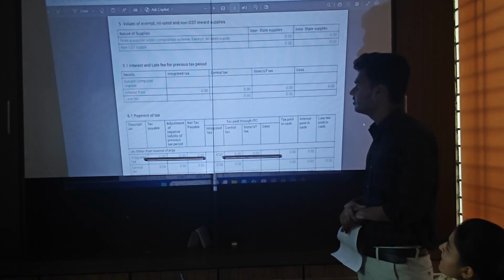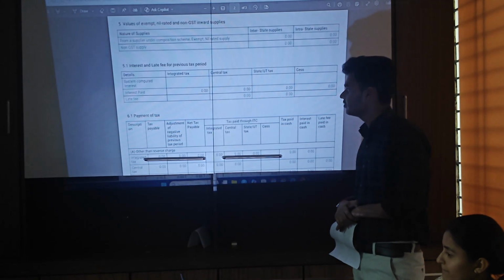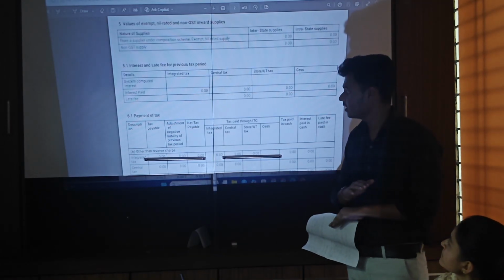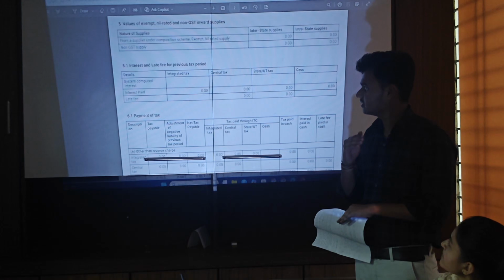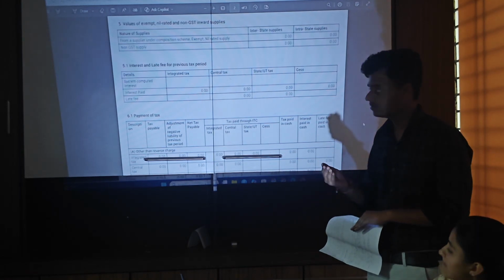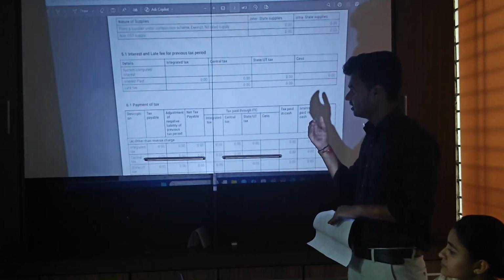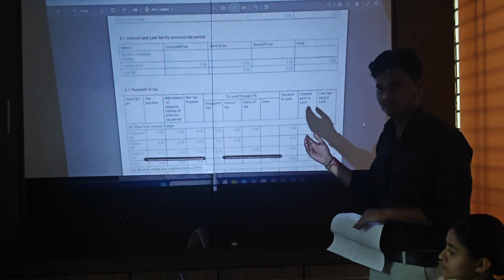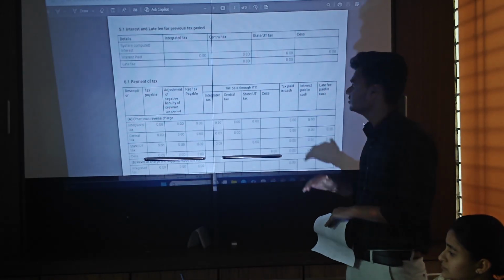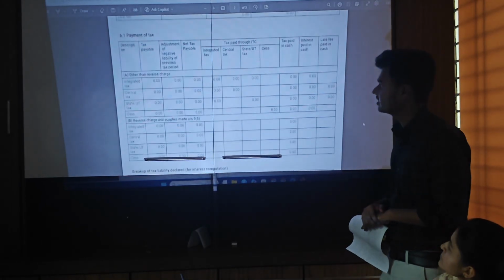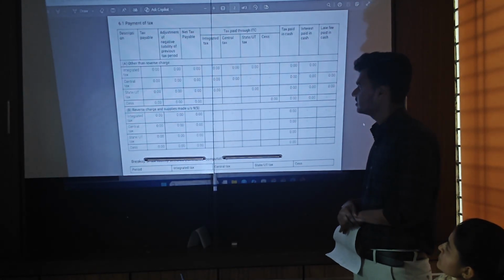And the next is 5.1, interest and late fee for the previous tax period. Means if any supplier filed 3B after the due date, then late fees and interest are calculated automatically in GSTR 3B of the current month. And the next is payment of tax.